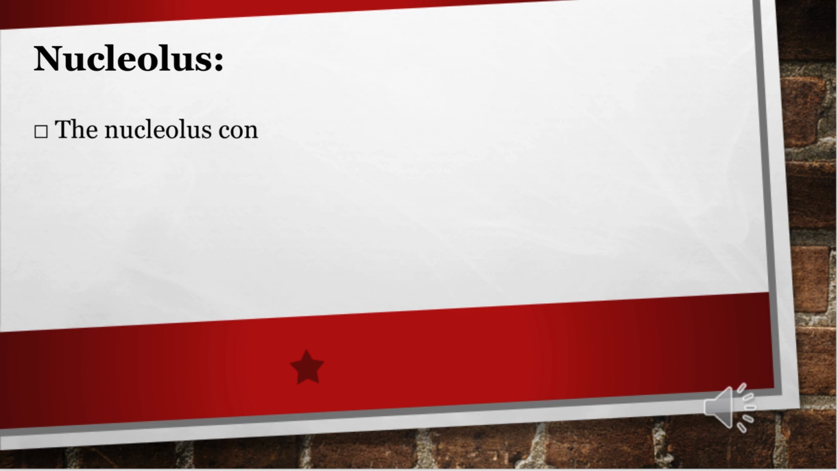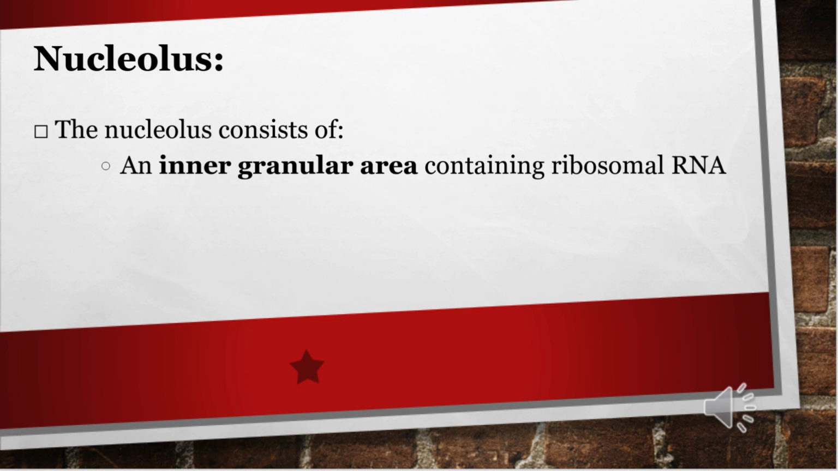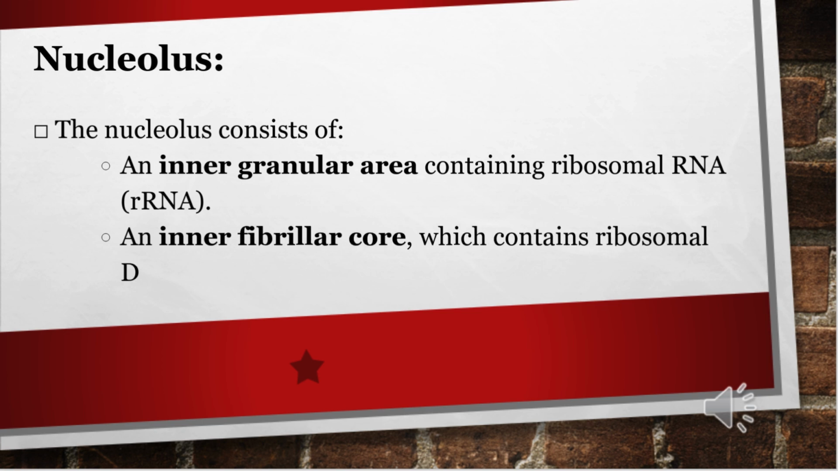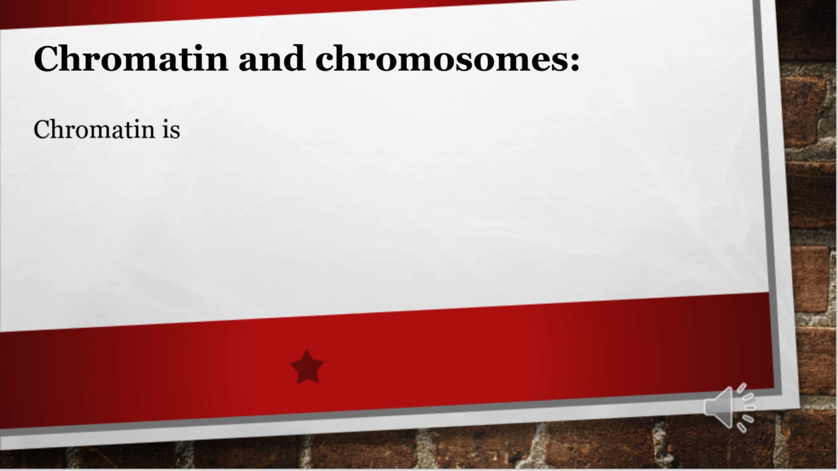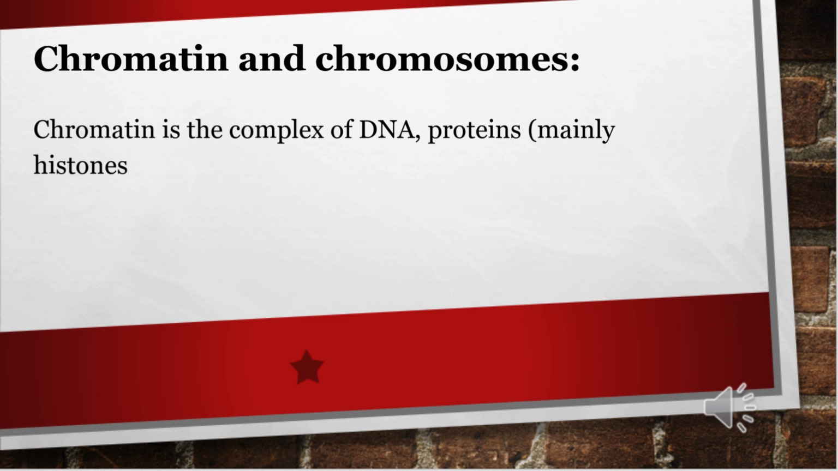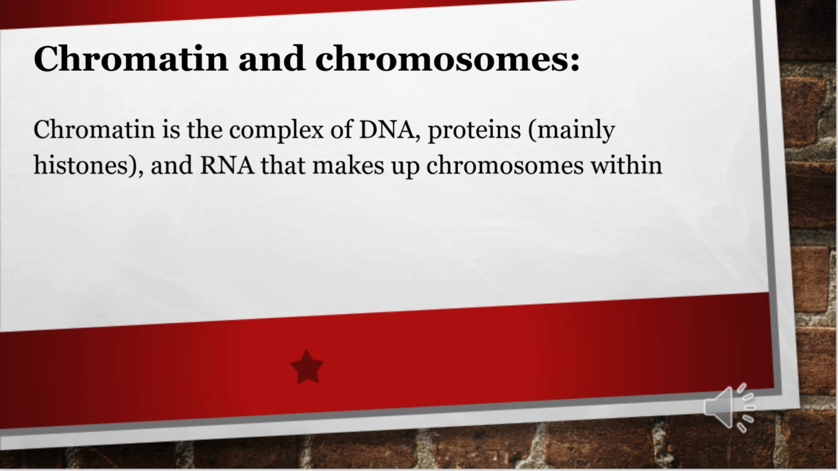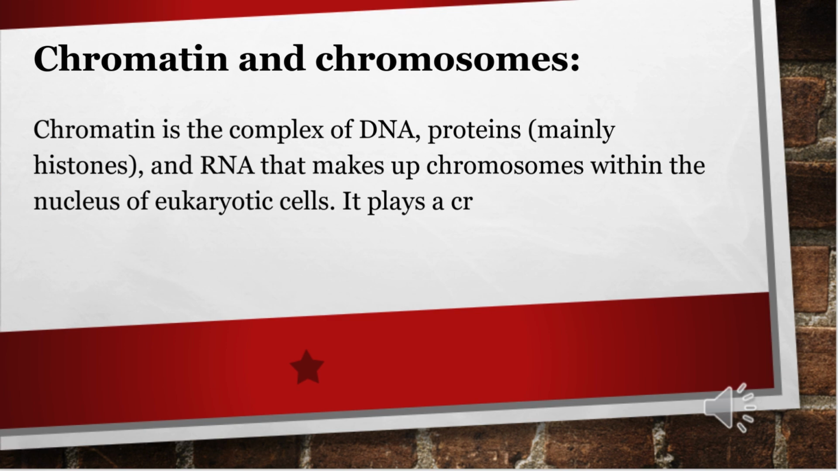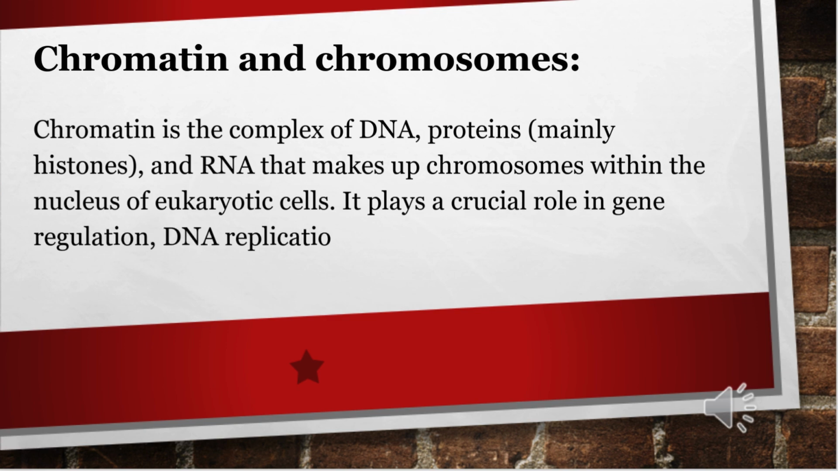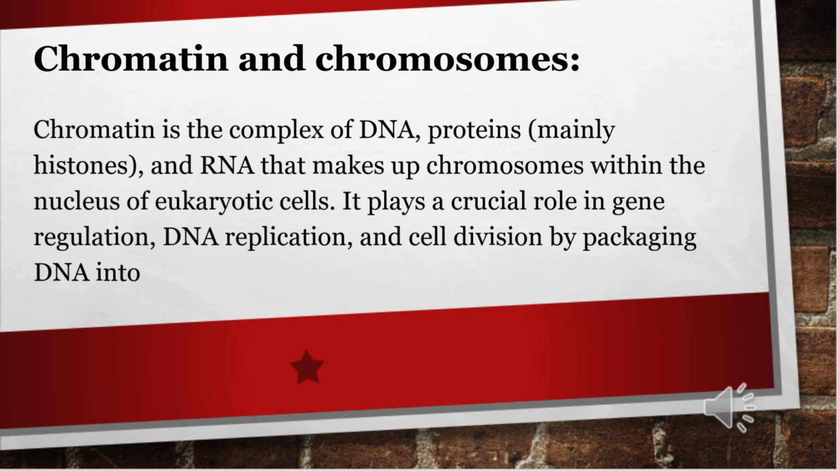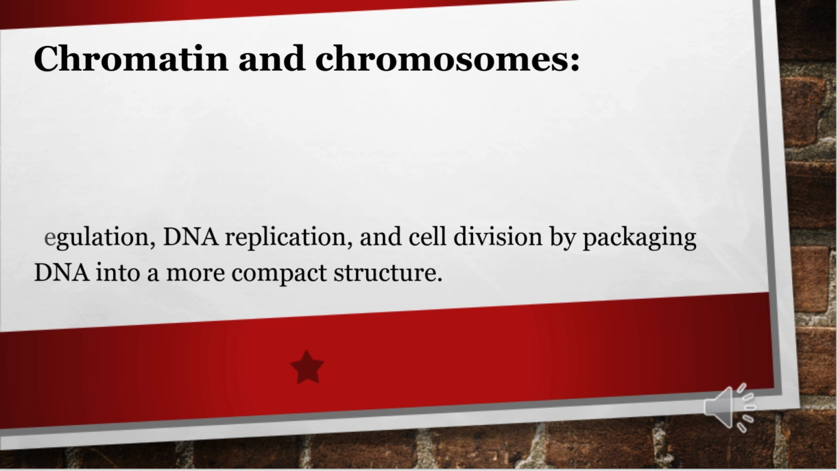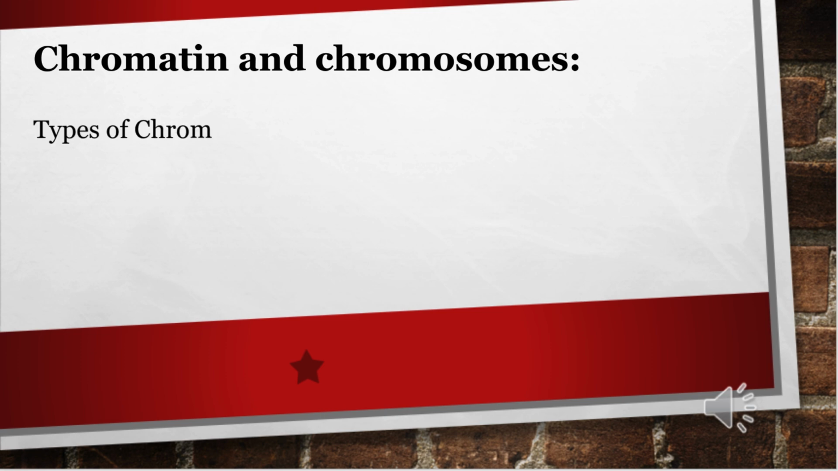Structurally, it has two distinct regions: an inner granular area, rich in ribosomal RNA, and an inner fibrillar core, containing ribosomal DNA, which is essential for ribosomal RNA synthesis and ribosome production. Chromatin is the complex of DNA, proteins, and RNA that makes up chromosomes within the nucleus of eukaryotic cells. It plays a crucial role in gene regulation, DNA replication, and cell division by packaging DNA into a more compact structure. Chromatin exists in two forms: euchromatin and heterochromatin.